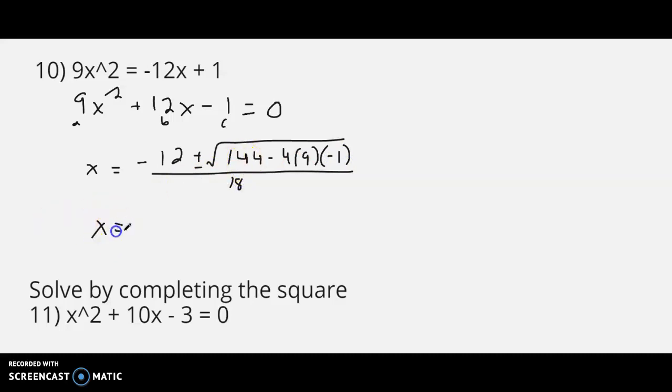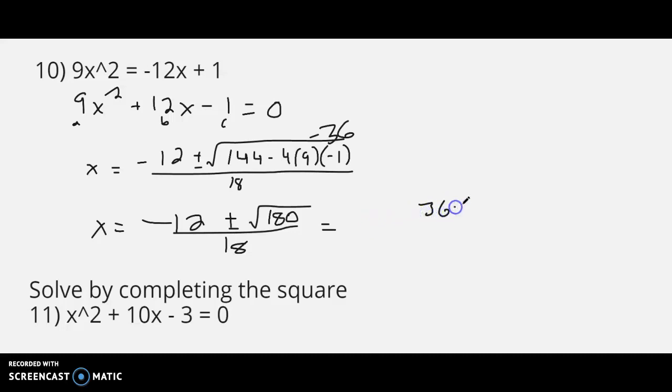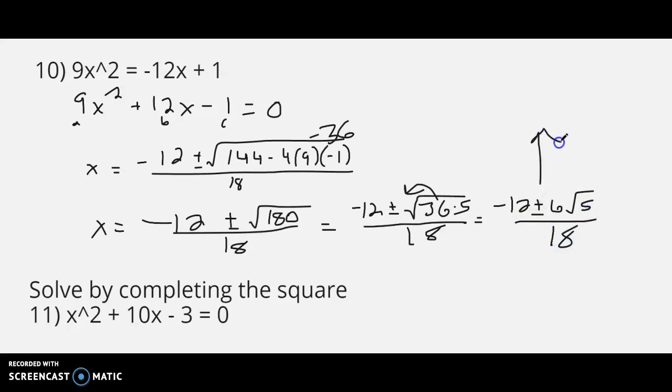All right, simplifying more. Still have negative 12, plus or minus. 4 times 9 is 36. 36 times negative 1 is negative 36. If you take 144 and add 36, you get the square root of 180. We're still over 18. And then this 180 breaks down into 36 and 5. So I'm going to take 36 times 5, rewriting that. Still have the negative 12 plus or minus, still over 18. I can take the square root of 36, put it out in front, and I get negative 12 plus or minus 6 square root of 5 all over 18. And that reduces to negative 2 plus or minus square root of 5, all over 3.